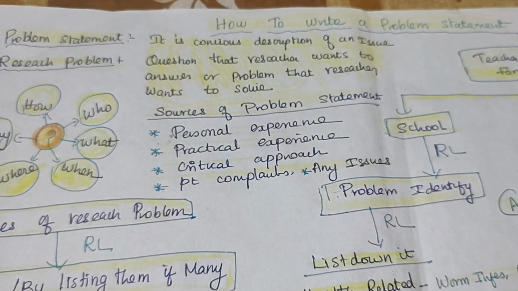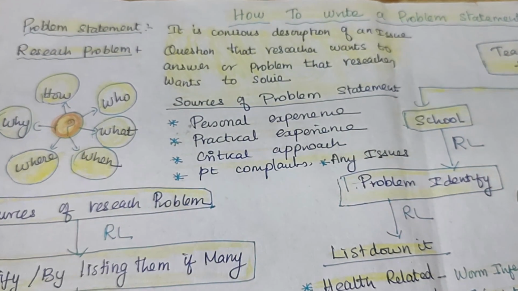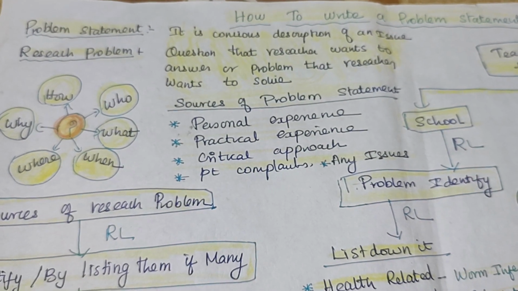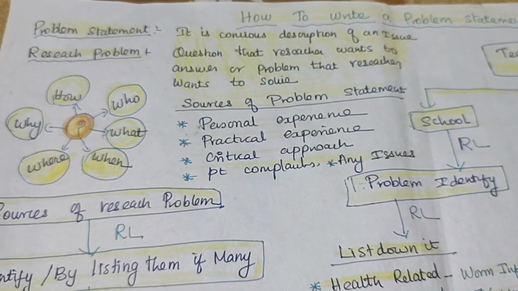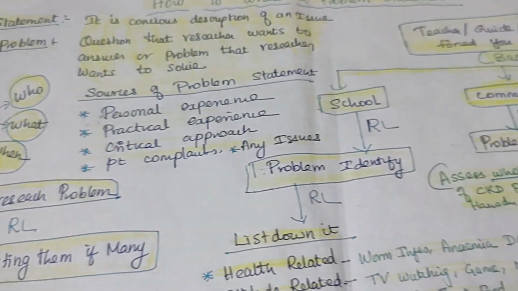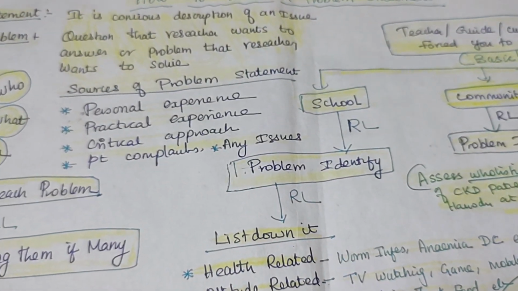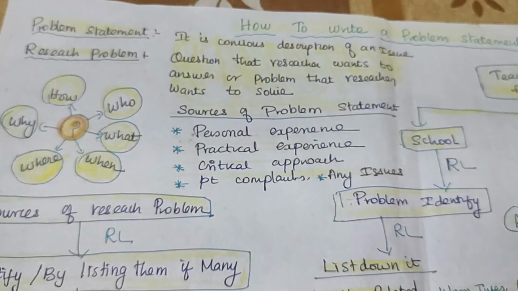What are called problems? When does a problem arise? What is the difference between a general problem and a research problem? Where will we get the problem? What are the sources of the problem? And especially in basic research, how can you select the problems? We'll see this clearly in this class.